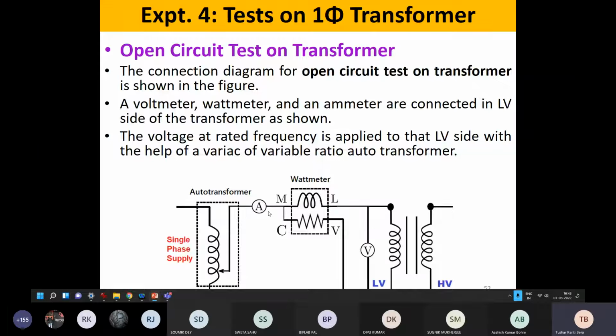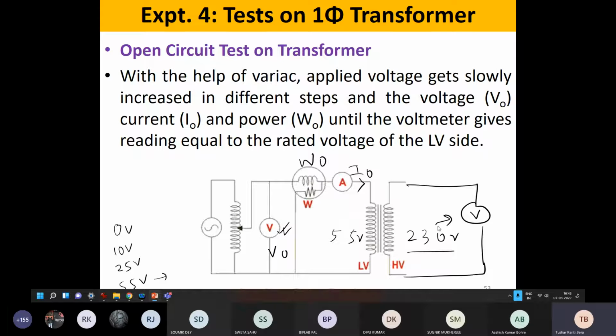And we will connect the ammeter in series, the voltmeter in parallel, and there will be the wattmeter. After that we will see that 55 volt will appear across this, so the voltmeter reading will be there, and automatically there will be 230 volt at the open circuit terminal. For that measurement we will connect one voltmeter and measure the voltage across the open circuit winding, and this is the high voltage winding.